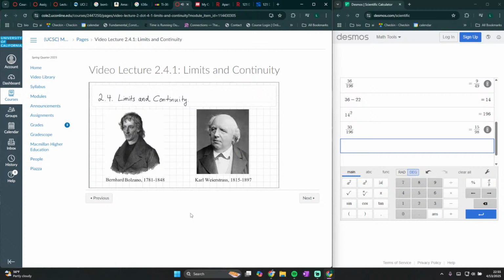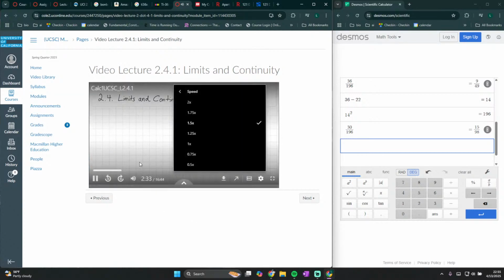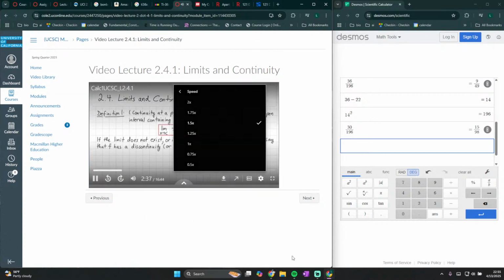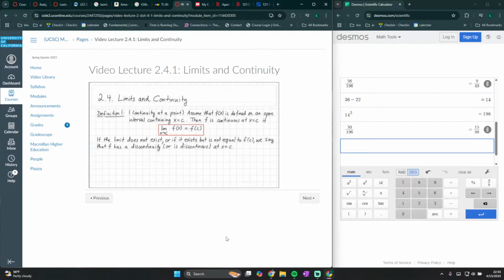So let's begin with the definition of continuity of a function f of x at a point x equal to c. Assume that f of x is defined on an open interval containing x equal to c. Then f is continuous at x equal to c if the limit as x approaches c of f of x is equal to f of c. If the limit does not exist, or if it exists but is not equal to f of c, we say that f has a discontinuity or is discontinuous at x equal to c.